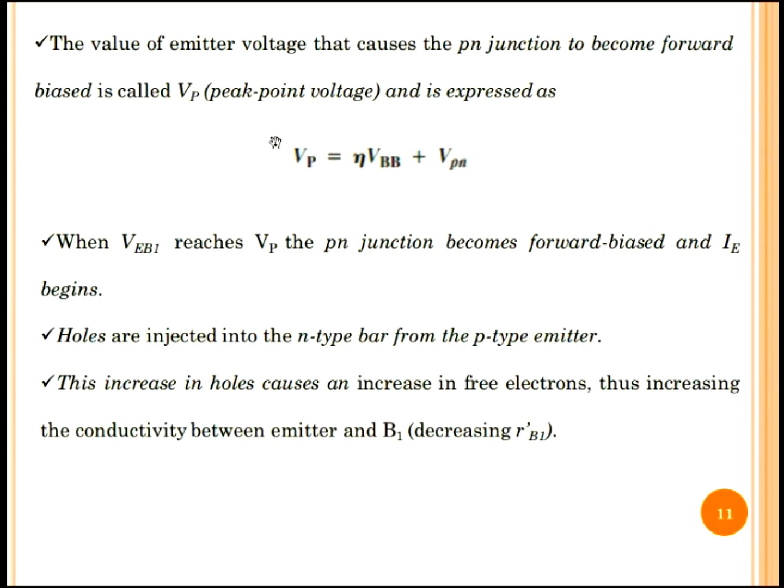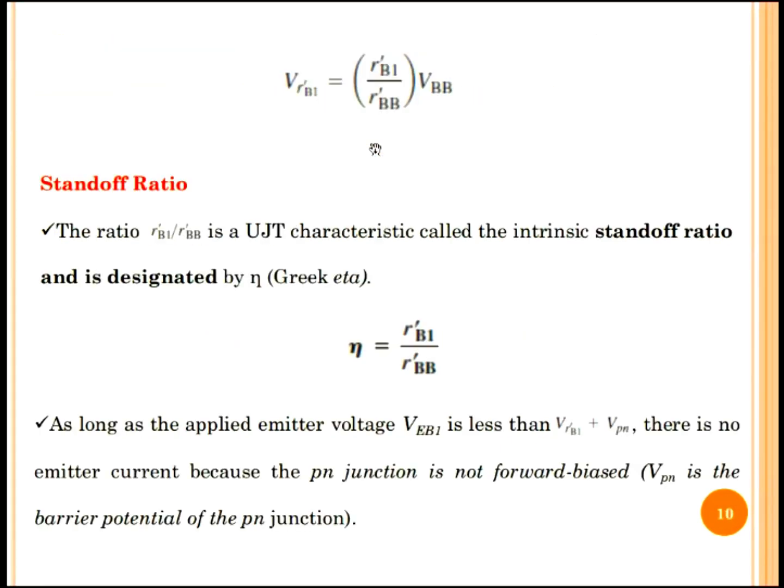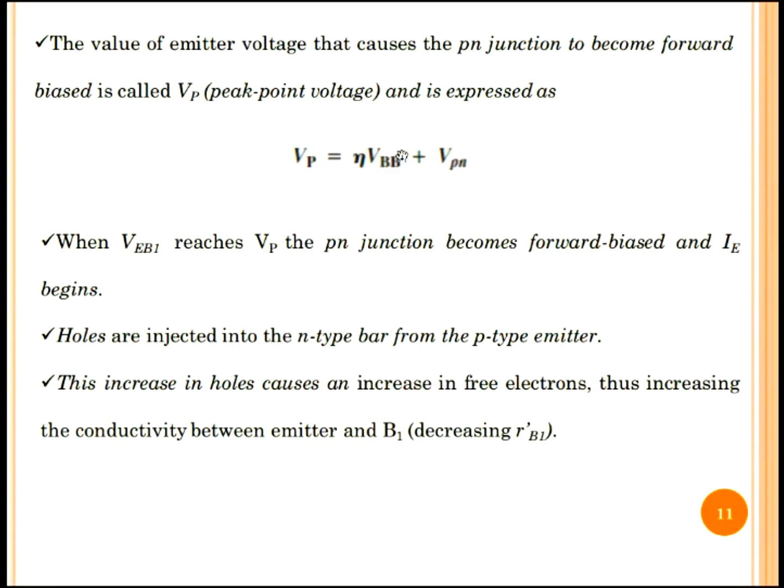That peak point voltage can be calculated if you know the eta value, the intrinsic standoff ratio, multiplied with VBB, plus VPN, that is the diode voltage. VBB is the voltage between the base terminals, so we know how to calculate it; it is basically the power supply given between the base terminals. So when VEB1 reaches the peak voltage, the PN junction becomes forward biased and IE begins.